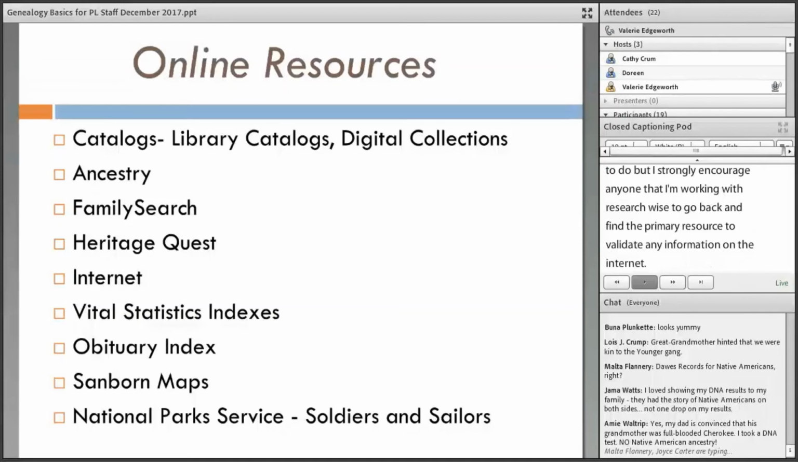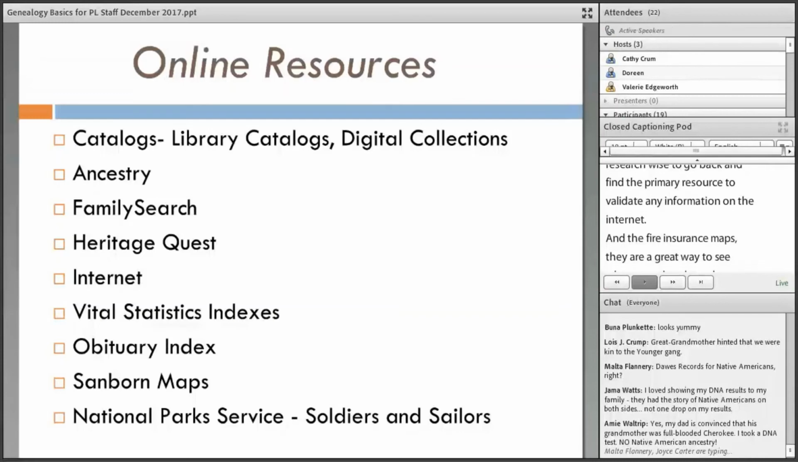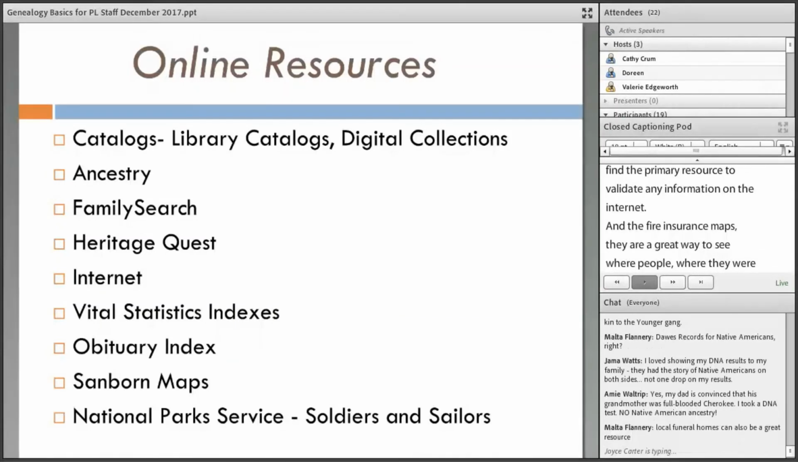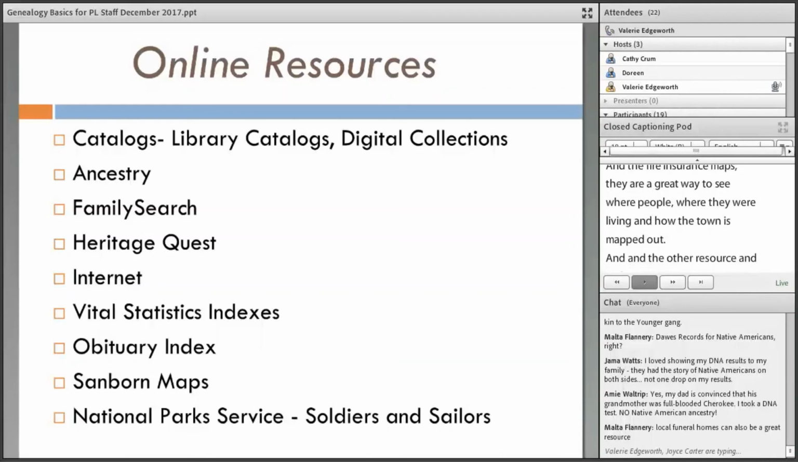The fire insurance maps are a great way to see where they were living and how the town is mapped out. And the other resource that I promised to include here, and again, selfishly, because I know my family better than anyone else's, yes, Malta funeral homes are great.